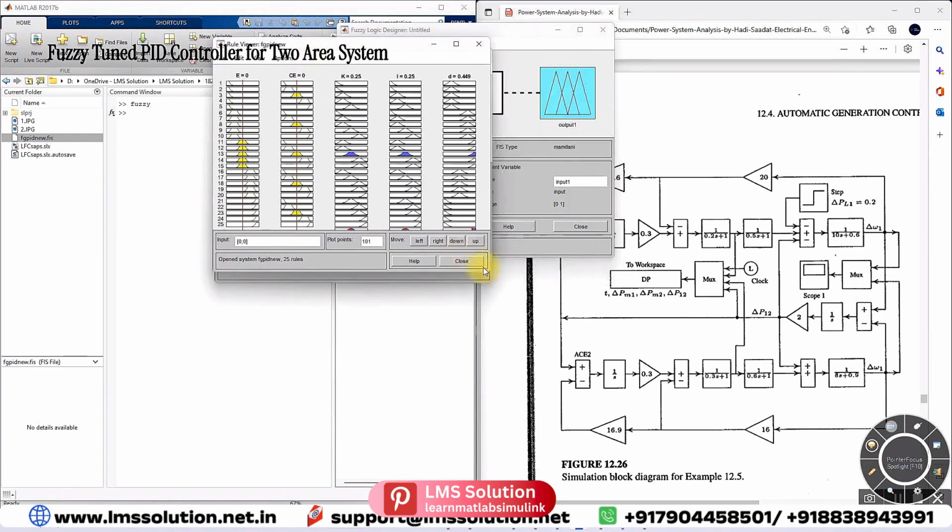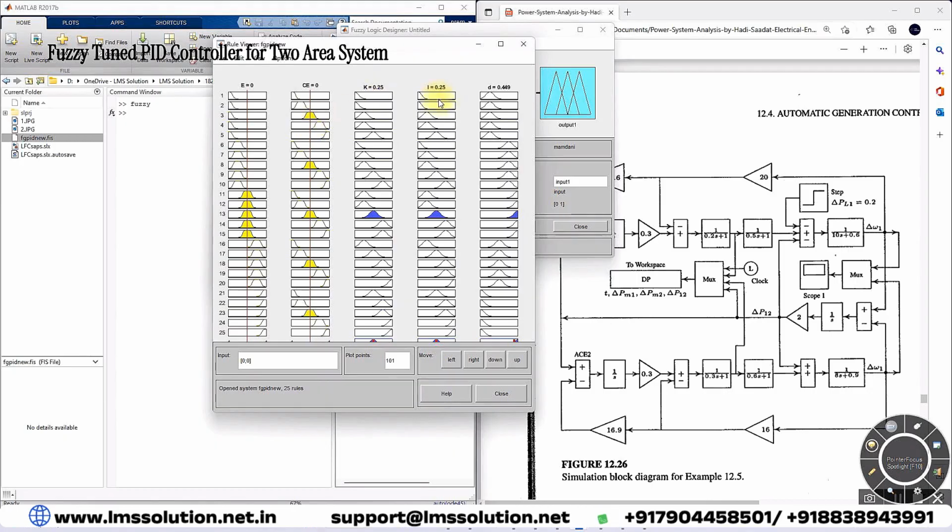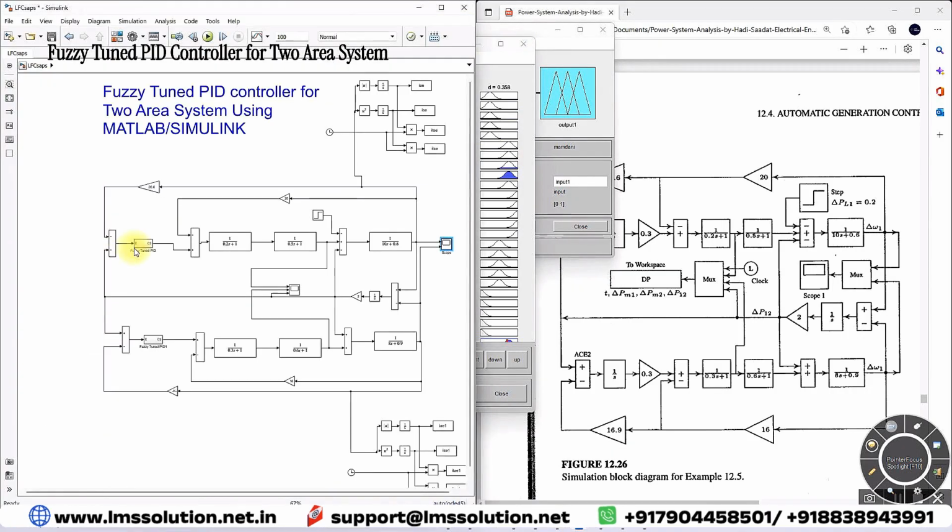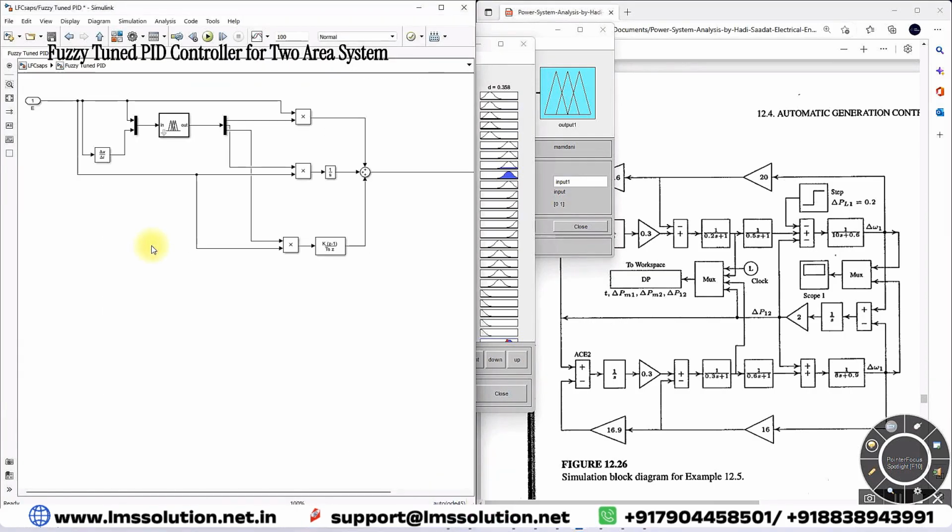These are the rules. Error and rate of change of error are related to kp, ki and kd. Once you change this error input value, error and rate of change of error, you can see the variation of kp, ki, kd based upon error. This error, the area control error, is used by the fuzzy to vary the values of kp, ki, kd, and then it is going to control this governor to maintain del omega 1 equal to 0 and del omega 2 equal to 0. We can see the values of kp, ki, kd here.